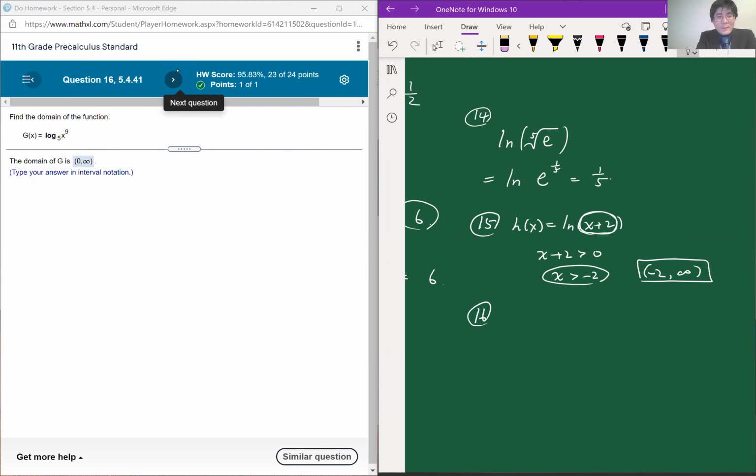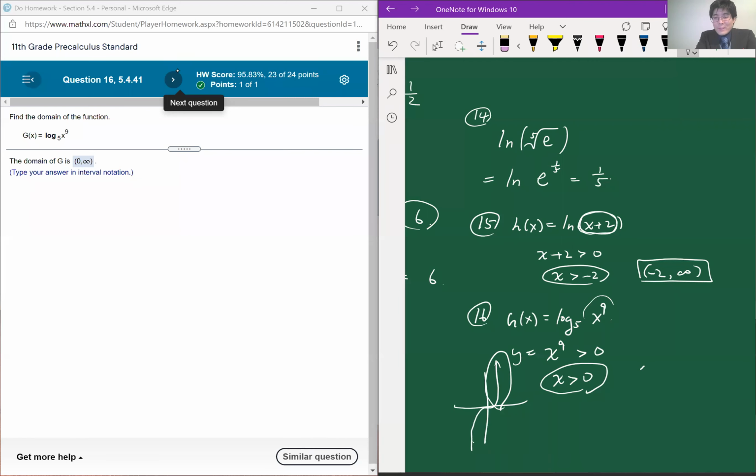Number 16, again, I need to find the domain of the log function. So that means x to the power of 9 must be positive. And the graph of the ninth power polynomial function looks like this. And this becomes positive when the input is positive. So this is the same thing as x is greater than 0. So the domain is all positive real numbers.